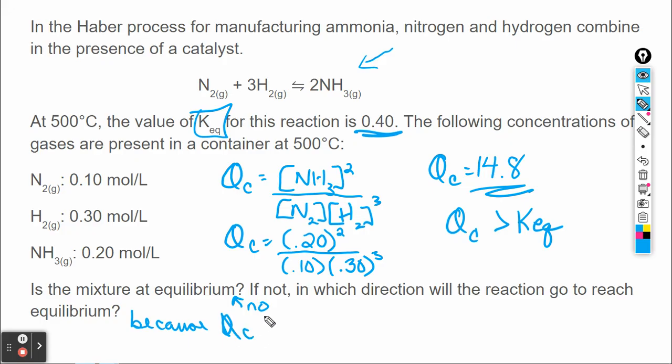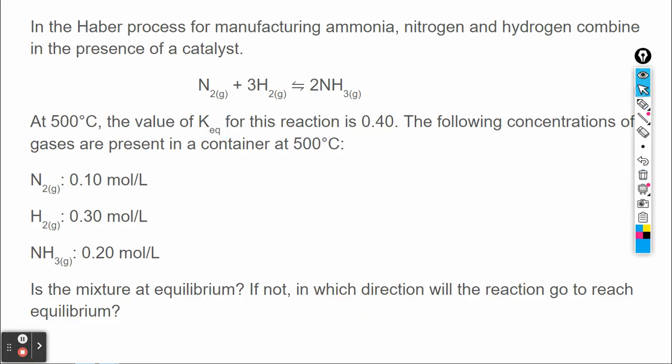Sorry, excuse my terrible writing. Because QC is greater than KEQ, to the left. You can refer back to the slide before if you like to kind of solidify your thinking on that. Okay.